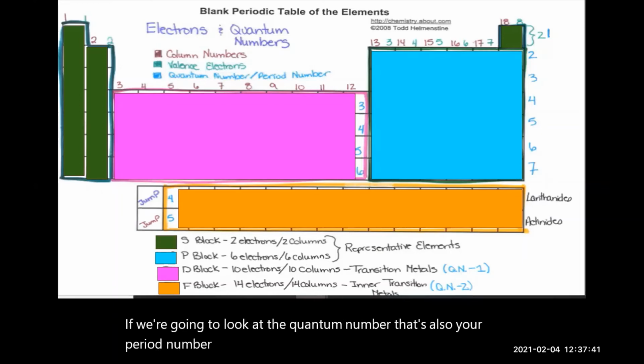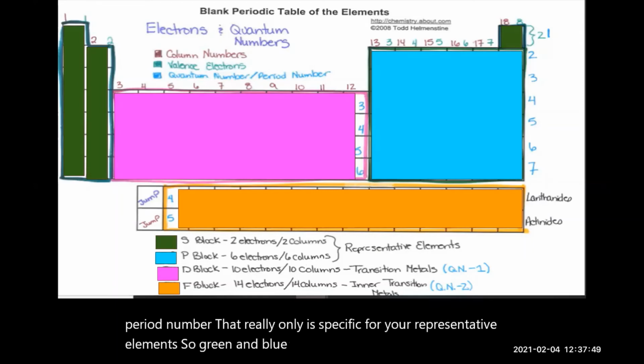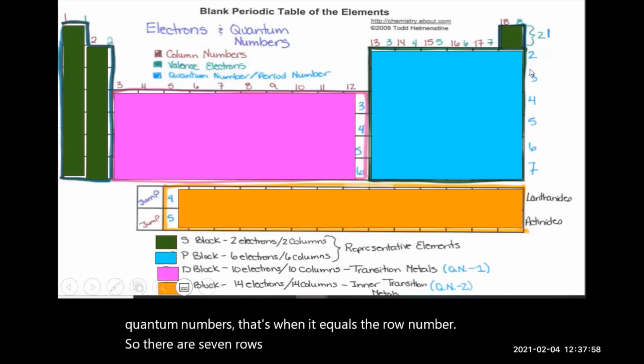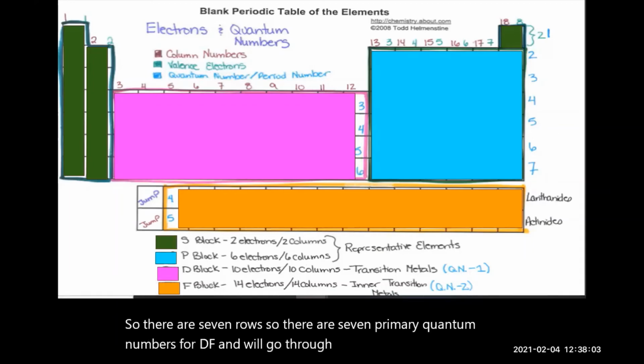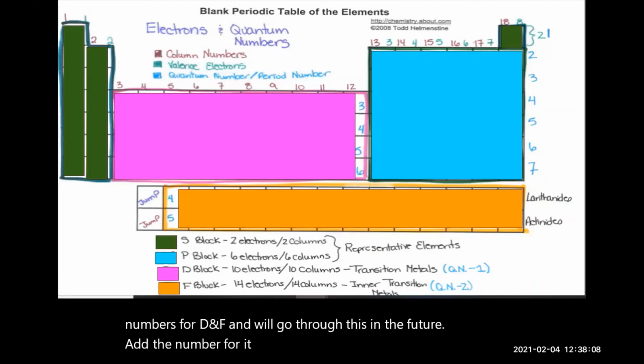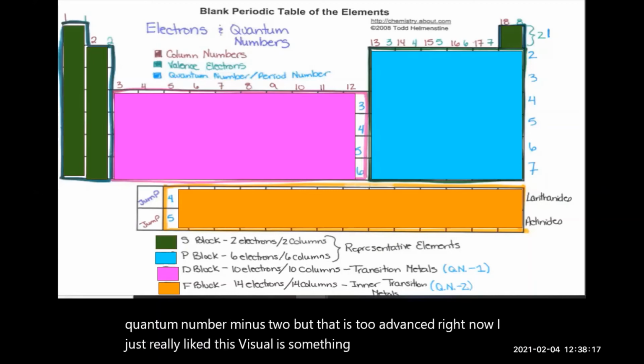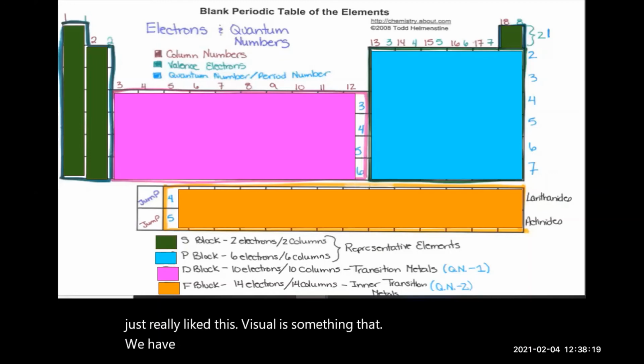That really only is specific for your representative elements. So green and blue, or S and P, when we're talking about quantum numbers, that's when it equals the row number. So there's 7 rows, so there are 7 primary quantum numbers. For D and F, we'll go through this in the future. The number for it is the quantum number minus 1 or quantum number minus 2, but that is too advanced right now. I just really liked this visual. It's something that I usually have students draw out because it's really important.